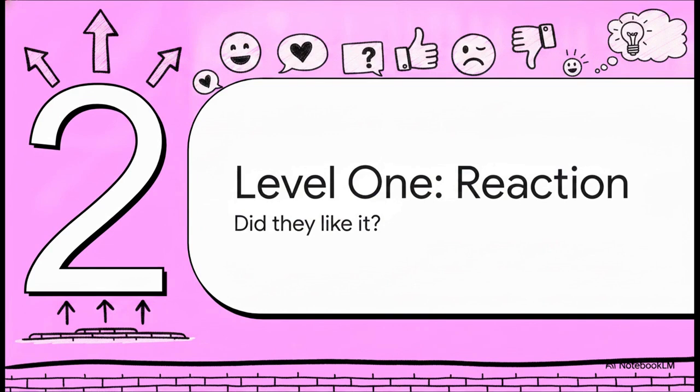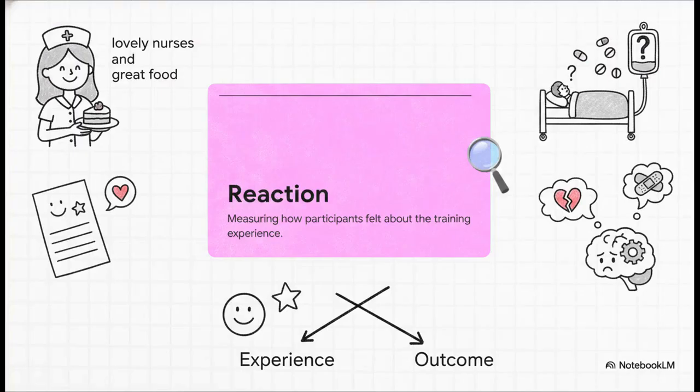Let's move on to Section 2, Level 1, Reaction. Basically, did they like it? Reaction is pretty straightforward. It simply measures how participants felt about the training, the standard feedback form. To use a clinical analogy here, it's like a patient rating their hospital stay a solid 9 out of 10 because they had the loveliest nurses and really great food, but completely ignoring the fact that they were given the wrong medication for 3 straight days. Reaction tells you all about the experience. It tells you exactly 0 about the outcome.